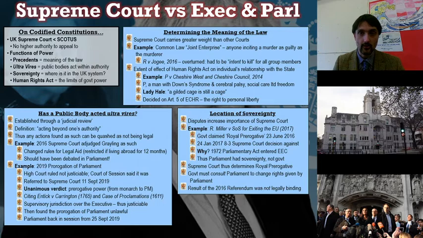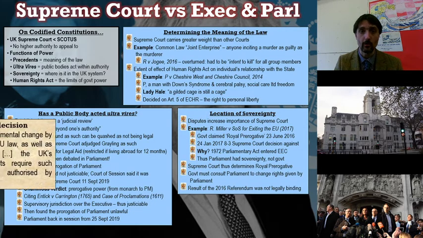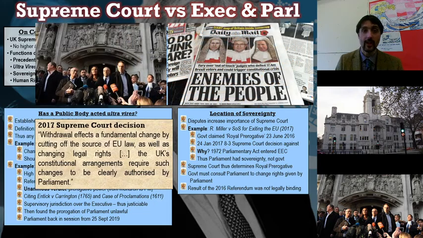Theresa May's majority wasn't quite large enough to make that happen. So, Parliament had sovereignty, not the executive in this instance. Basically, the Supreme Court had supported Parliament. This was their reasoning for their decision. "Withdrawal effects a fundamental change by cutting off the source of EU law, as well as changing legal rights. The UK's constitutional arrangements require such changes to be clearly authorised by Parliament, not by an election, not by a government, but by Parliament."